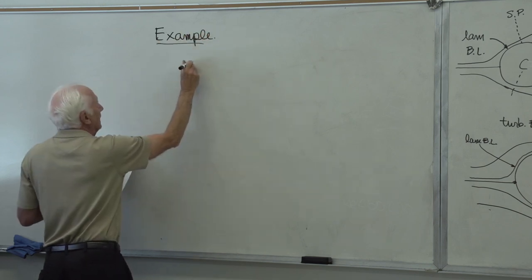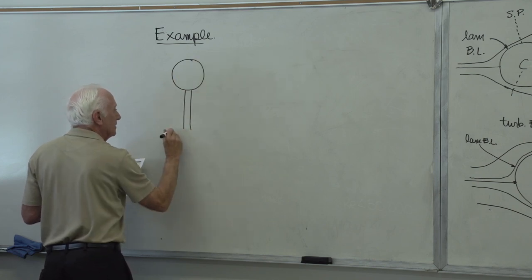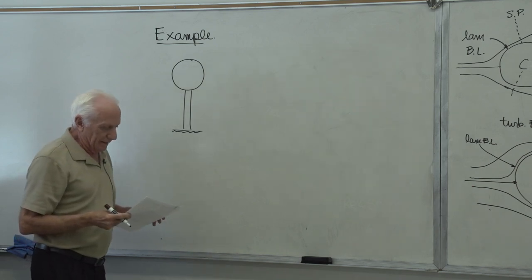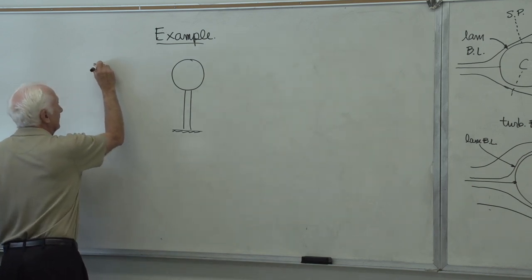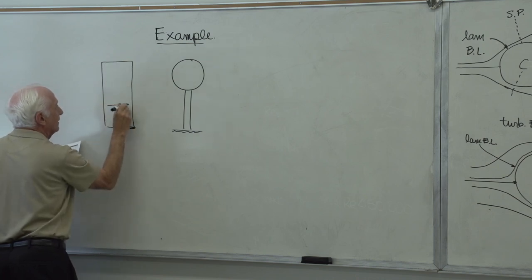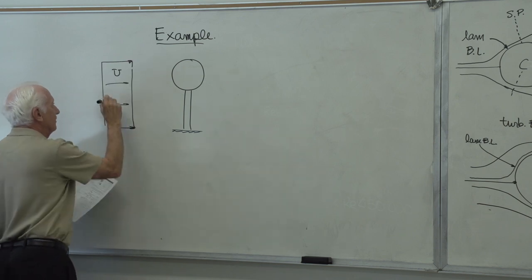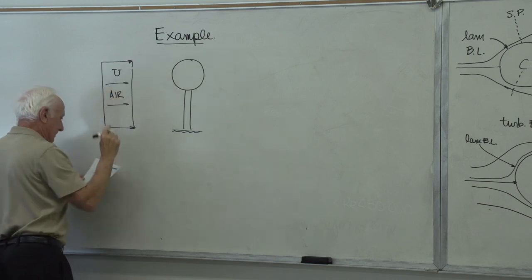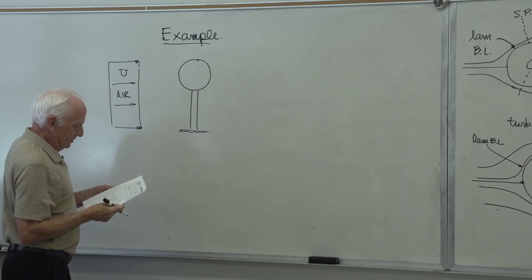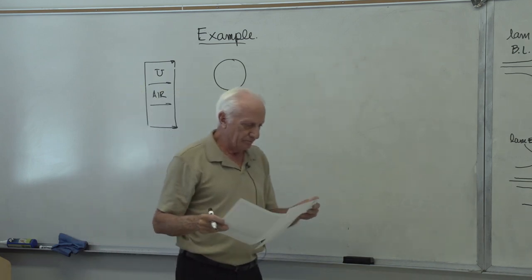We're going to look at a sphere attached to a post on the ground. And we have a free stream approaching this, capital U. And the fluid is air. And the temperature is 60 degrees Fahrenheit. It's going to be in English. We'll work an English one.